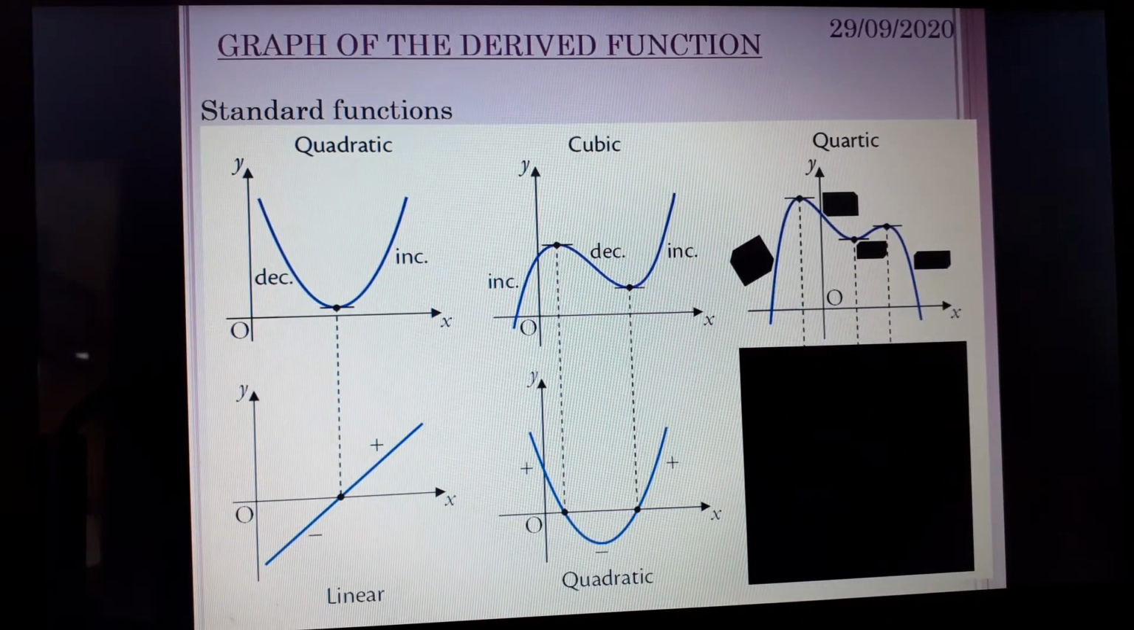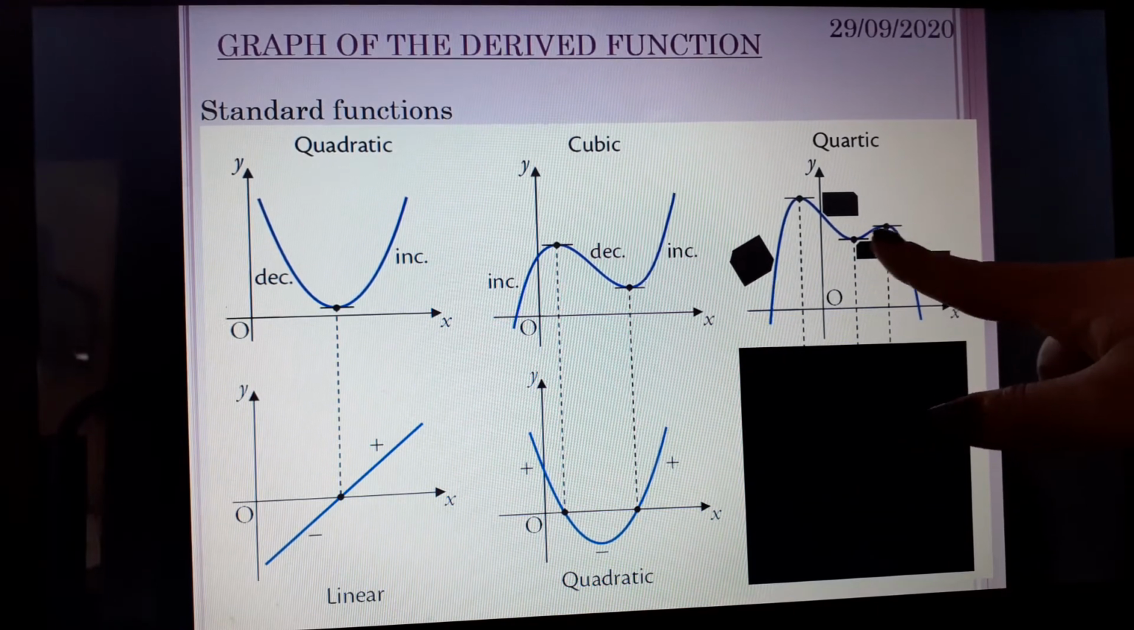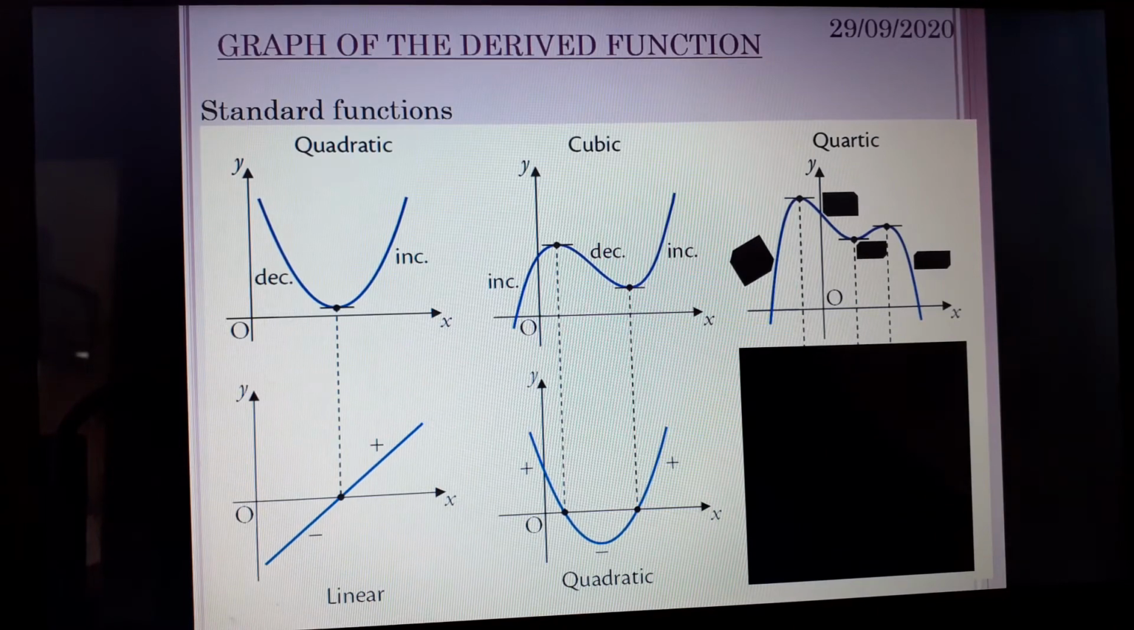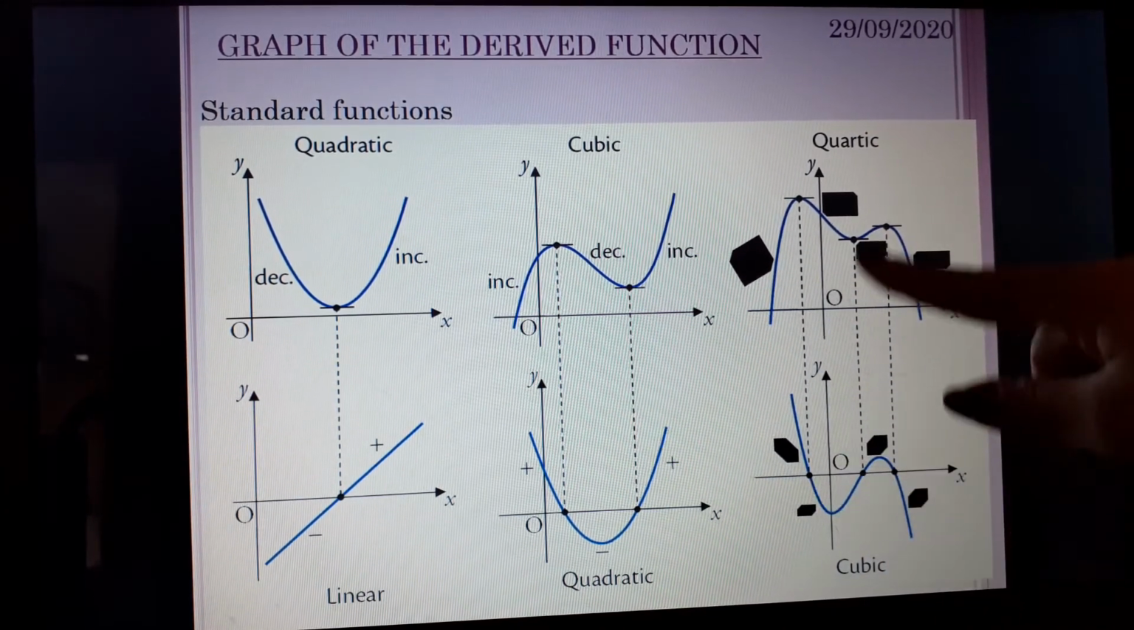Okay, here we have a quartic. Now a quartic is an x to the power of 4. So here are all of our turning points. We bring all of them down and make them go on the x-axis. That's the first thing you do. Wherever it turns, it goes on the x-axis.